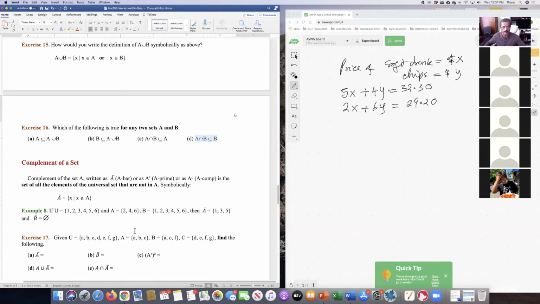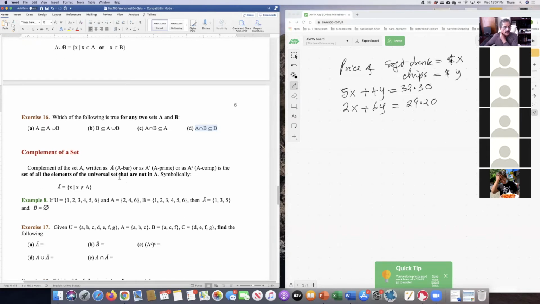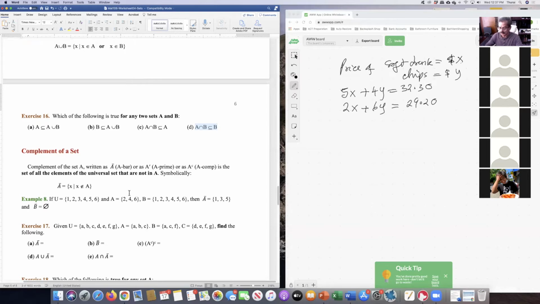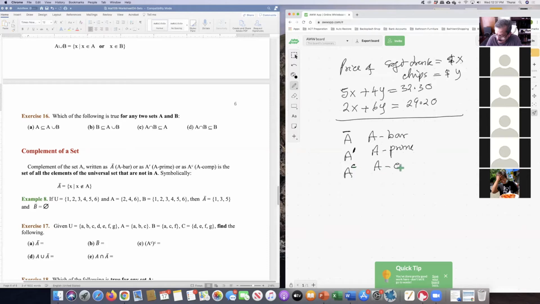So let's understand the complement now. Complement is written as a bar. The notation for the complement of A, there are 3 notations, unfortunately. A with a bar on top of it, we read it as A bar, and then A with a prime, read as A prime. Also A with a C as exponent, we read it as A complement. So all 3 notations represent the same thing.